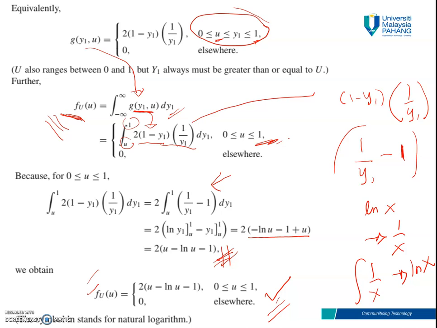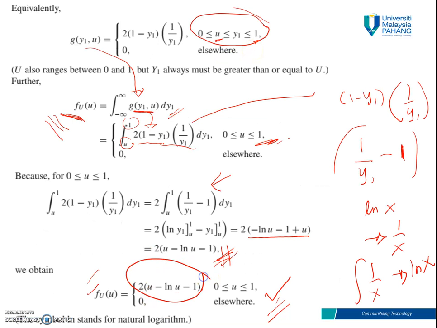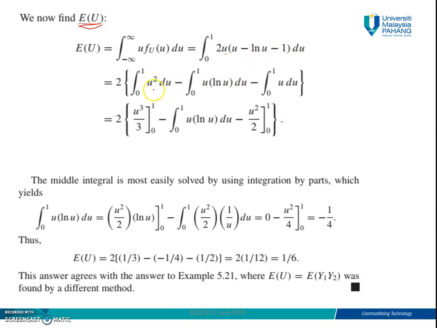Once you get the density function of u, you need to find the expected u. Again, expected u, as you've learned in the previous chapter, is the integral of u fu du. So here your u is this one, and your fu is from here. Then you simplify and you will get 3 terms: first term, second term, and third term. It is easier for you to do this, and your u is between 0 and 1. So this one is easier.